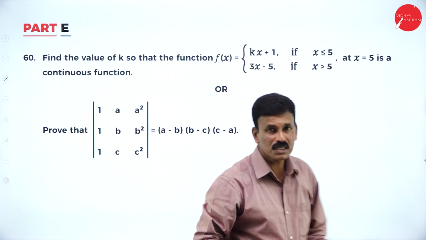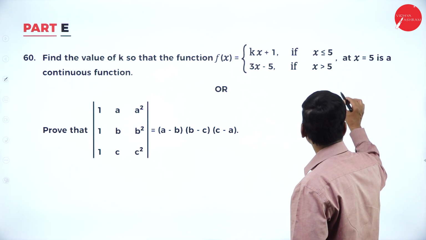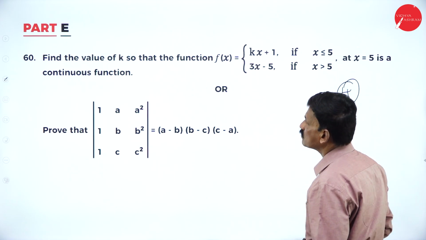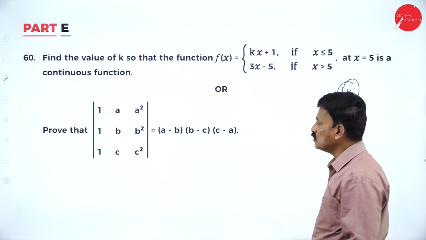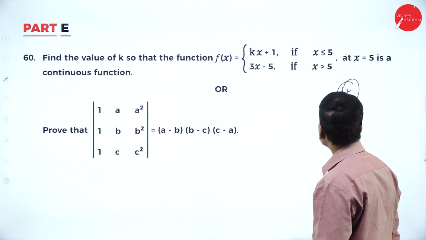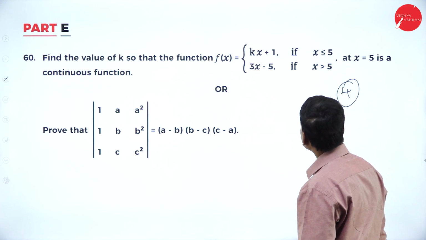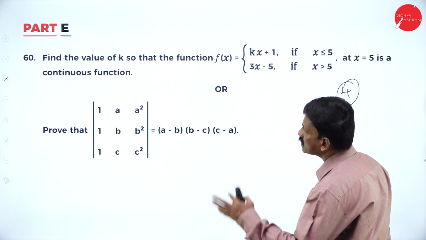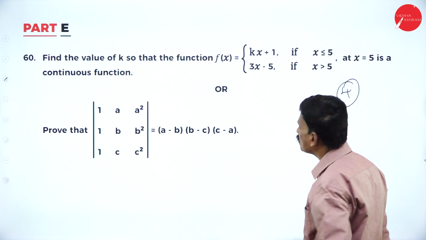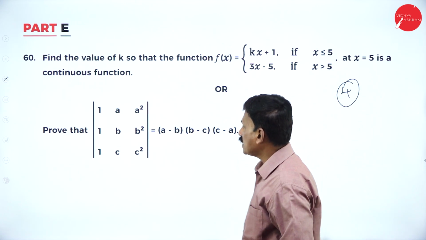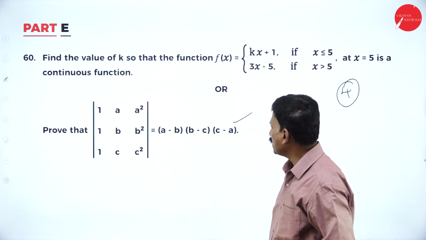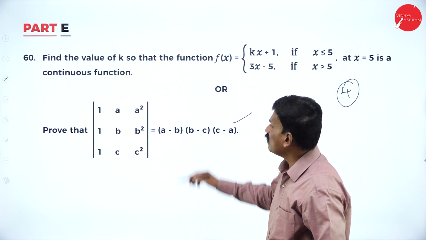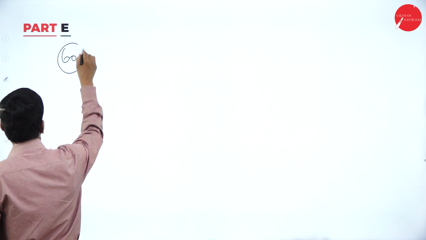This is a 4 marker question, so you can expect this for 4 marks. The problem: find the value of k so that the function f of x is equal to kx plus 1 if x is less than or equal to 5, and 3x minus 5 if x is greater than 5, is a continuous function at x is equal to 5. Find k. Another one is prove that the determinant 1, 1, 1; a, b, c; a square, b square, c square is equal to (a minus b)(b minus c)(c minus a). Now let us take the first one.